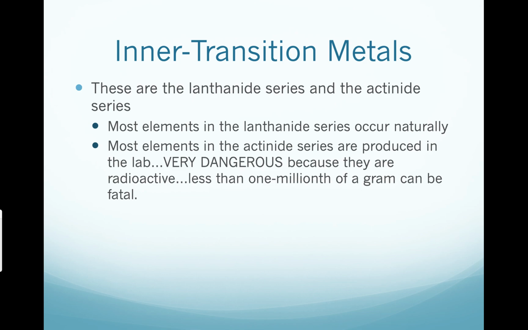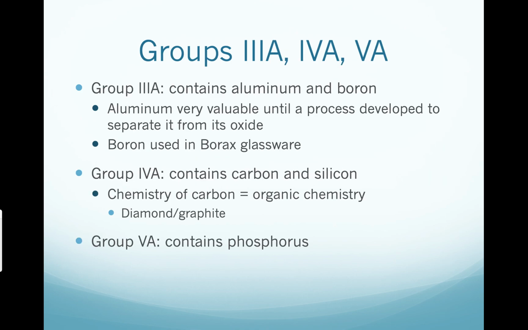Moving on, the inner transition metals. Most elements in the lanthanide series occur naturally. Most elements in the actinide series are produced in the lab. They're very dangerous because they're radioactive. When you see a little nuclear sign on an element, that means it's radioactive. Less than one millionth of a gram of the actinide series can be fatal. So it's very important to understand. Those are just some properties of those metals.